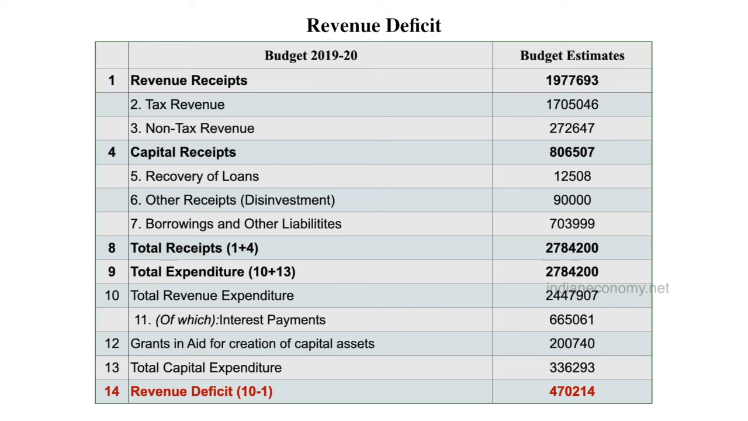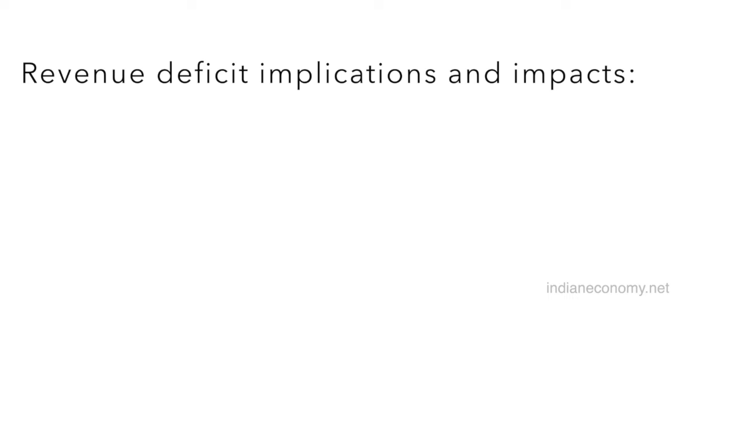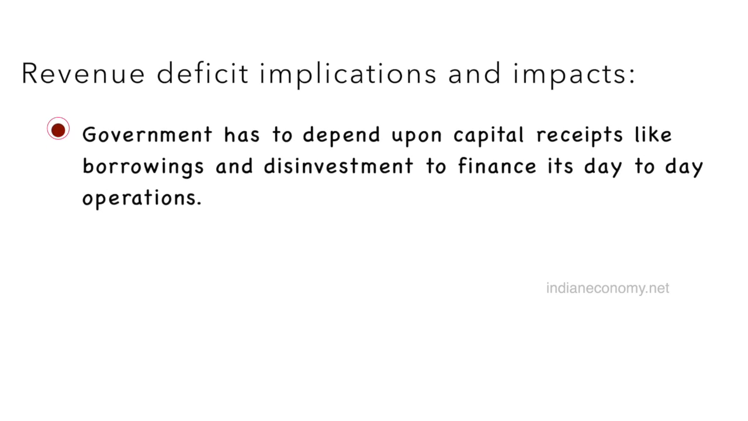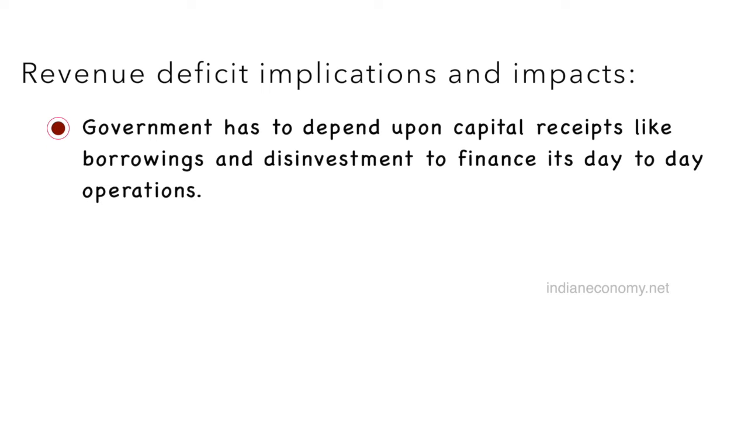What is the size of revenue deficit for the 2019 budget? It is around 4,70,214 crore rupees, or 2.2% of the GDP. That is the size of revenue deficit for the 2019 budget. And what are the implications of this revenue deficit? It means the government has to depend upon capital receipts like borrowings and disinvestment to finance its day-to-day operations. That is an indirect, extreme meaning of revenue deficit.